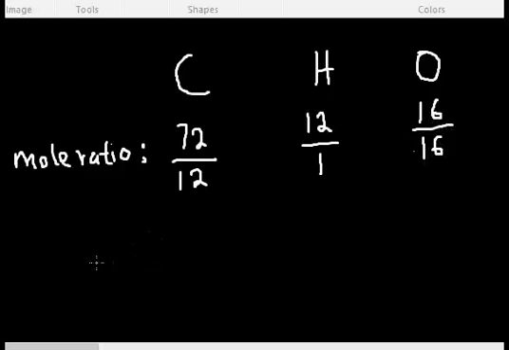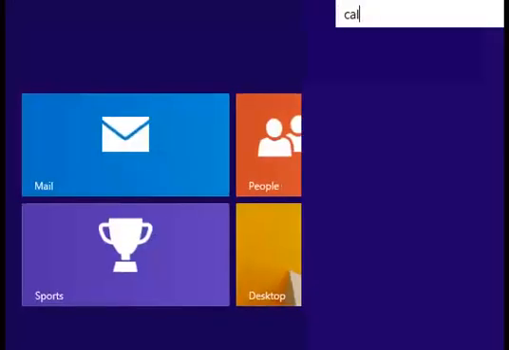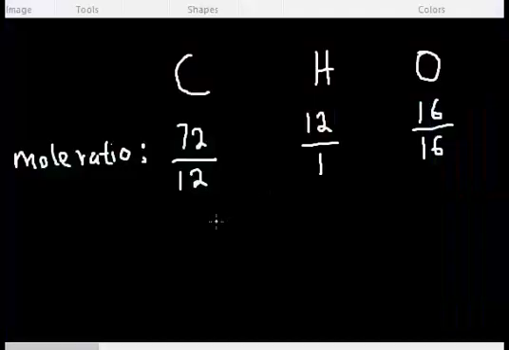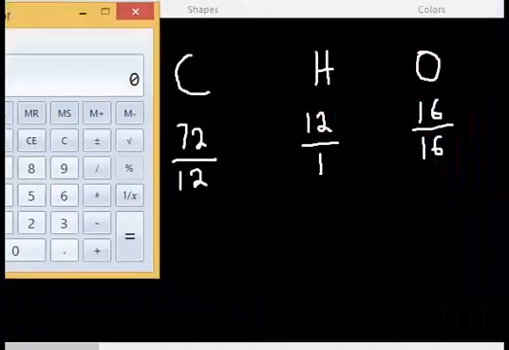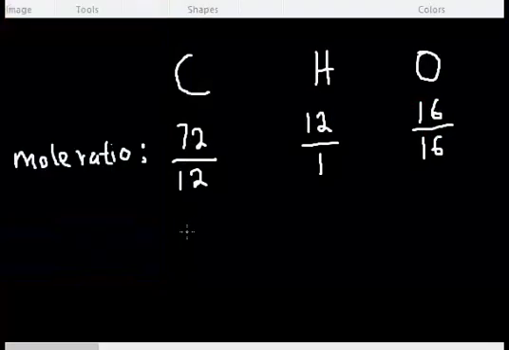So I hope the calculator will help us do that. 72 all over 12, what do we have? I'll need a calculator, I don't want to stress my brain. So I got a calculator. Here we go. Okay, 72 divided by 12 is 6. So this is 6, this is 12, this is 1.